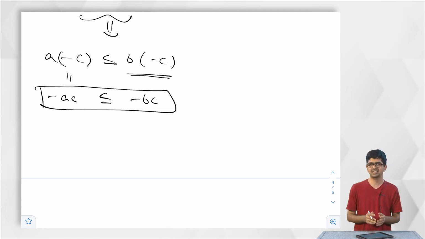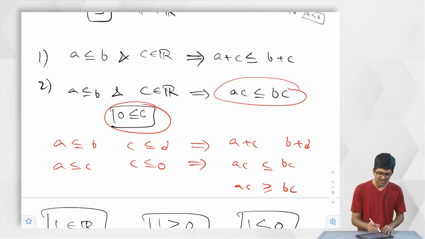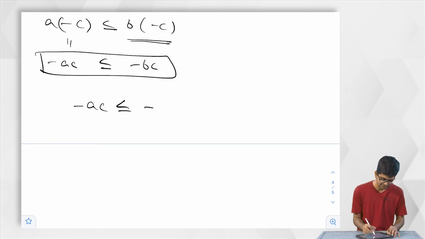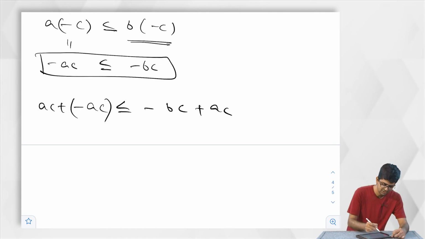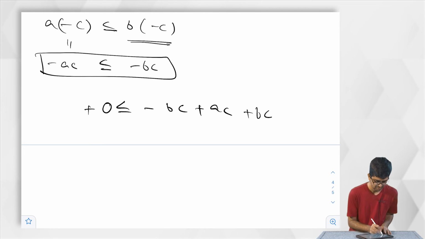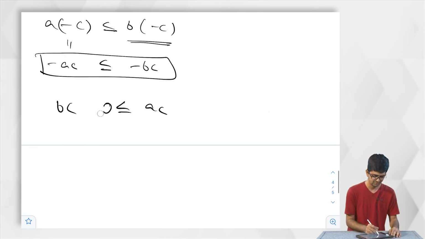Now we will just add the same element on both sides. That's what the first condition says: if there is some order, and I add an element on both sides, the inequality remains the same. Minus AC less than or equal to minus BC, we are adding AC on both sides. So this is 0 less than or equal to minus BC. Now we are adding BC on both sides. Because BC is the additive inverse of minus BC, this is gone. So BC plus 0 is simply BC, so we can just remove this also.